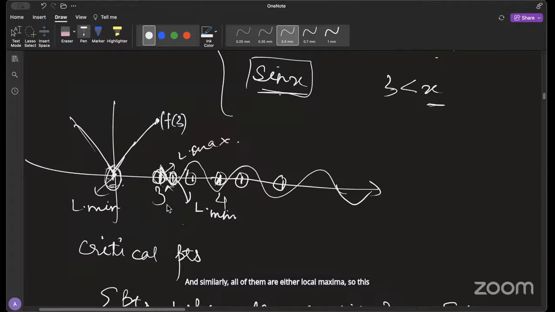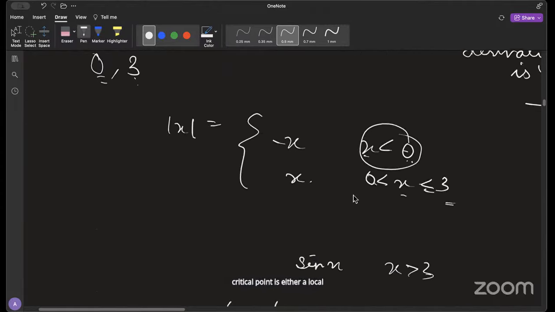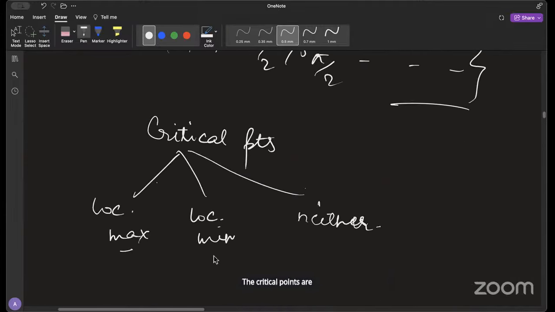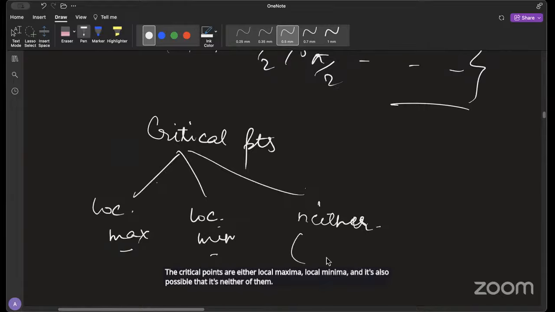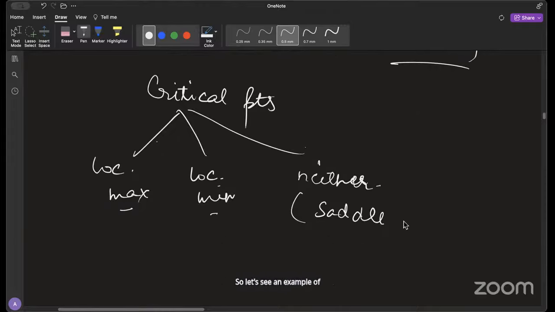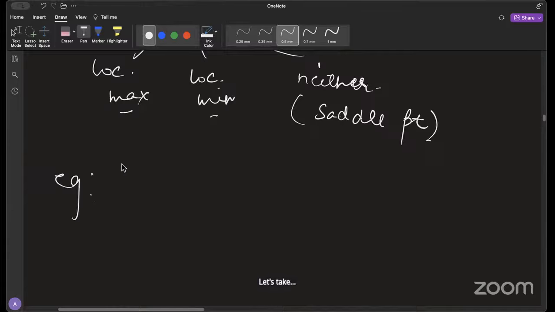Similarly, all of them are either a local maxima or a local minima. So this is an example where every critical point is either a local maxima or a local minima, but that's not always the case. Critical points are either local maxima, local minima, and it's also possible that it's neither of them, and then you call it a saddle point. So let's see an example of a saddle point too.